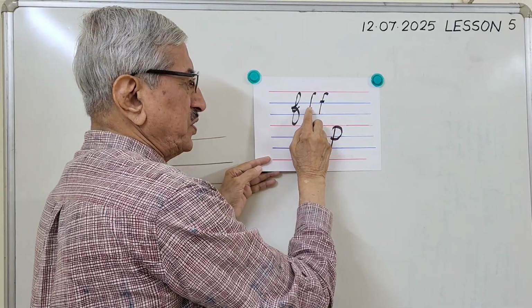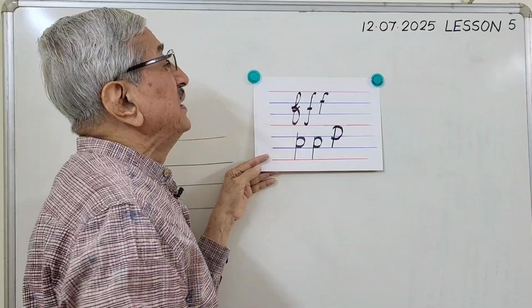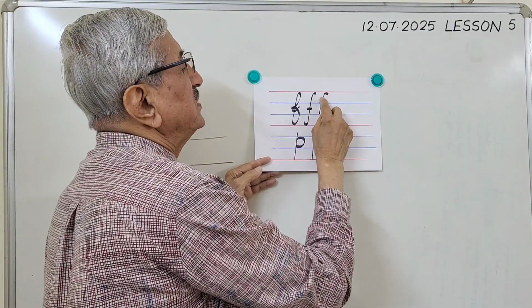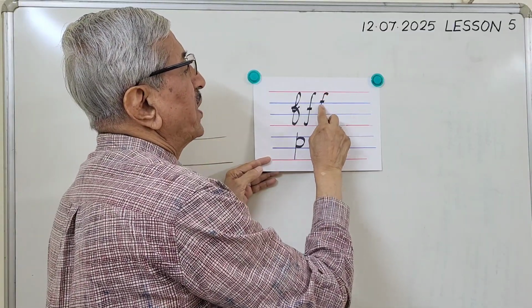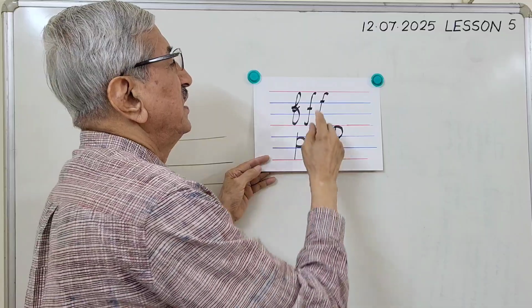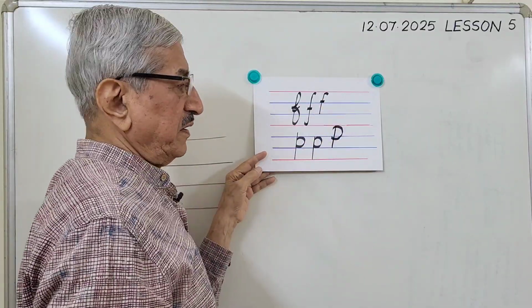This stroke should come in the middle. There are a few who write F in this manner also. It is like an umbrella handle, in olden days. The stroke you will write here.